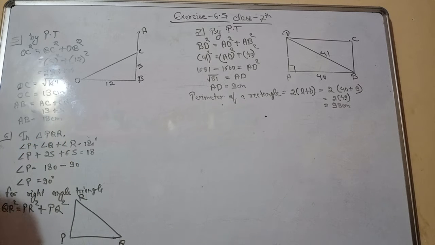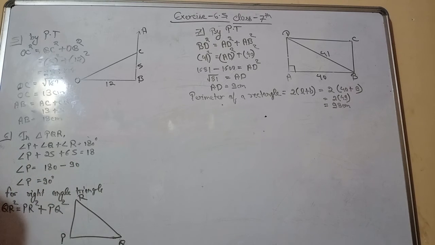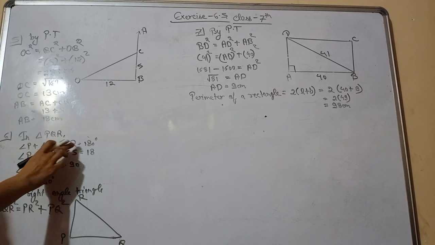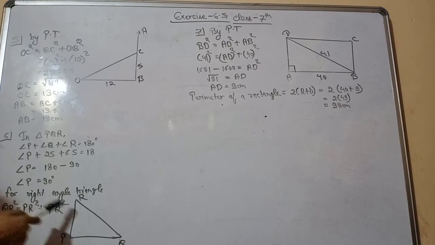Now in question number 6, some angle values are given and we have to check which option is correct for the given triangle. These two angles are given for Q and R. So we will simply find P by applying the angle sum property, that the sum of all three angles is equal to 180 degree. So 180 minus 90 gives us 90 degree. So here we know that this is a right angle triangle, and for any right angle triangle, hypotenuse square is equal to perpendicular square plus base square, and that is satisfied by option number 2 given in question number 6.